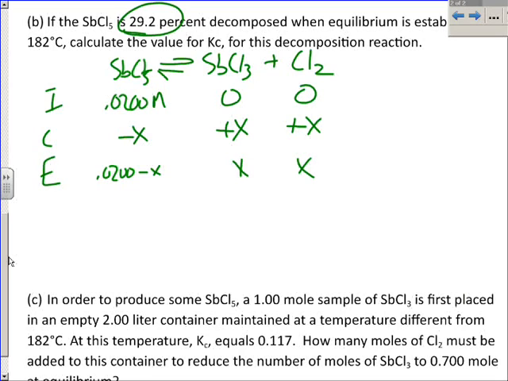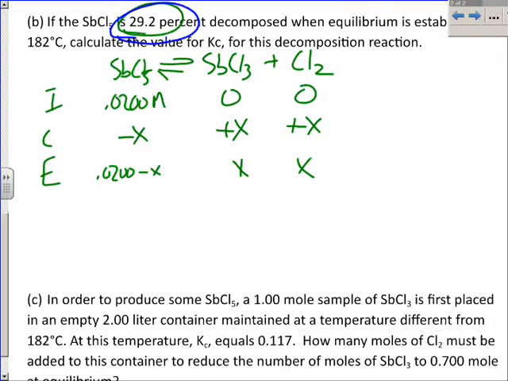Now, how do I go about calculating what it wants, which is our Kc? Well, to get to Kc, I need my equilibrium concentrations. And right now, I've got x's in those spots. So how can I get rid of my x? Well, the key right there is what it said, 29.2% of it decomposed. So I can take 29.2% of my original concentration, which was 0.0200, and calculate exactly what this x is.